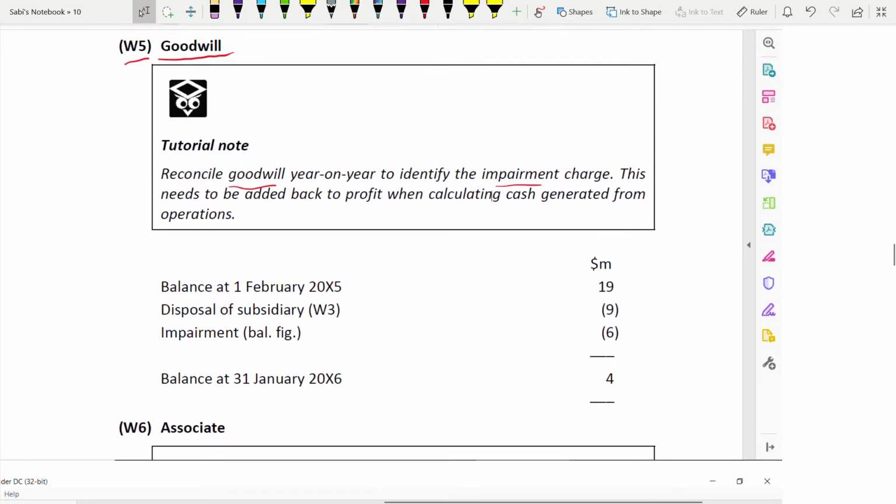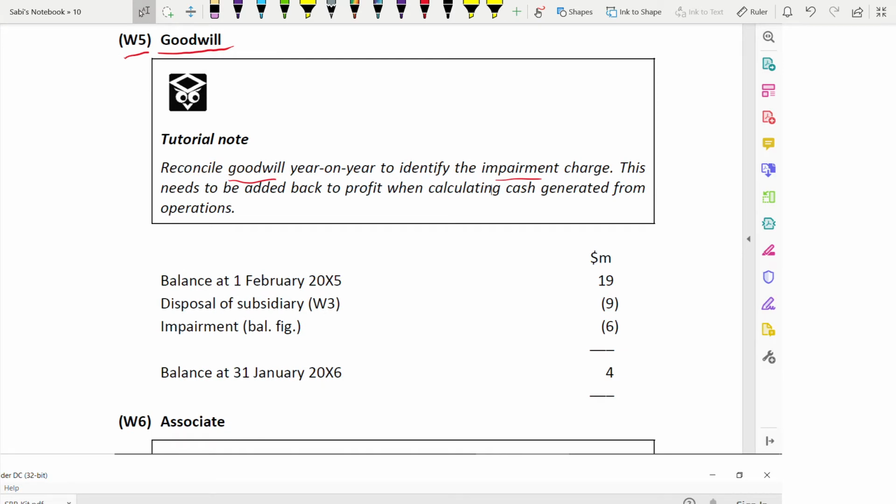Okay, so to find the impairment, you have to know the opening balance and the closing balance. Opening balance is on which date? 1st of Feb 2005. Closing date is which date? 31st Jan 2006. These two things you have to know. Another thing you need to know is, because this is not an acquisition, this is a disposal. When you dispose of a subsidiary, the goodwill in that disposed subsidiary needs to be deducted to calculate the goodwill. So the balancing figure is the impairment, which is 6.